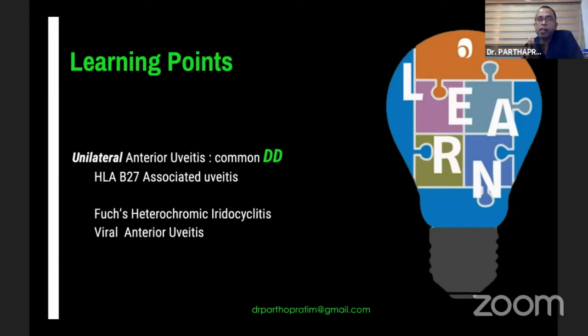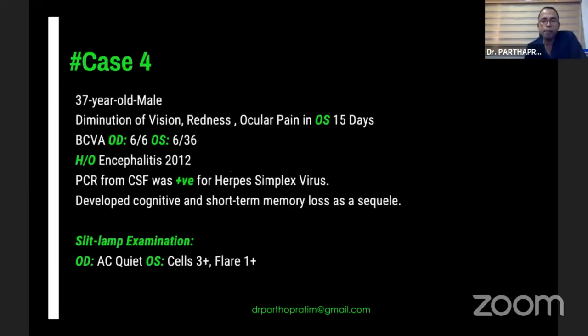Whereas in viral anterior uveitis, you have to look for the iris atrophy and various other signs, like the patient will have a corneal scar. So these points can lead you to the diagnosis of the viral uveitis in a patient.